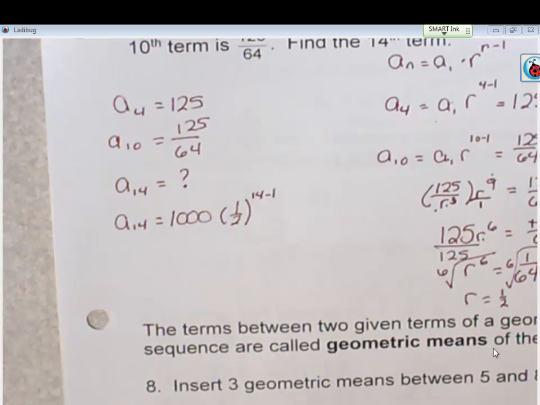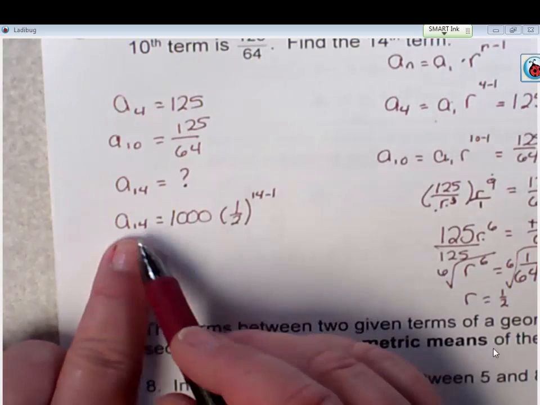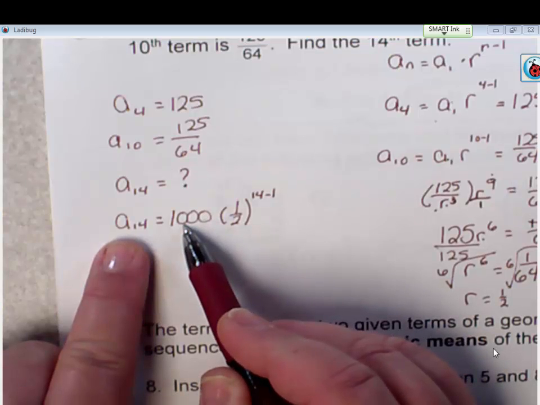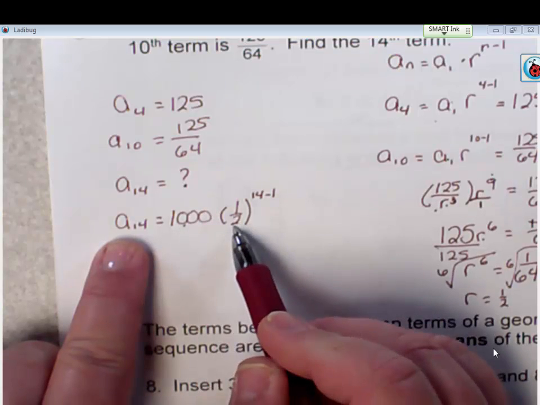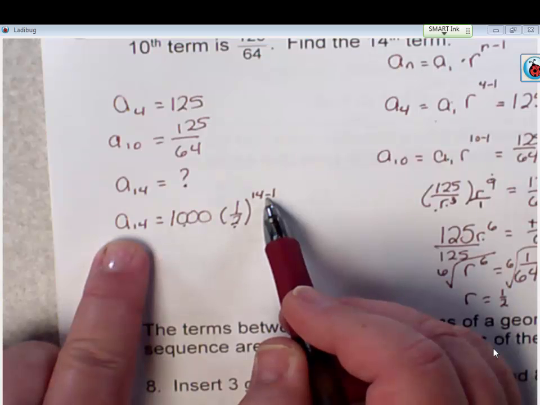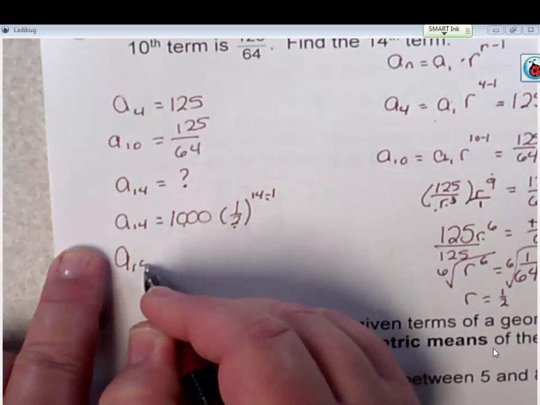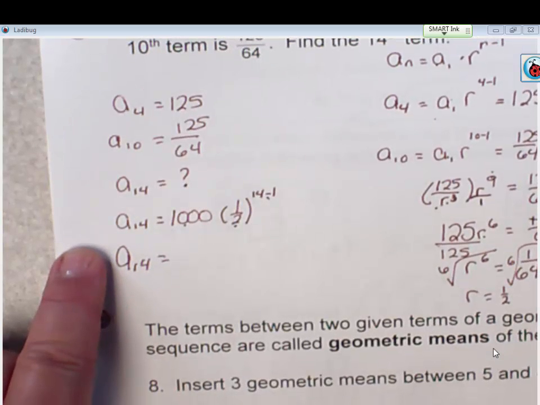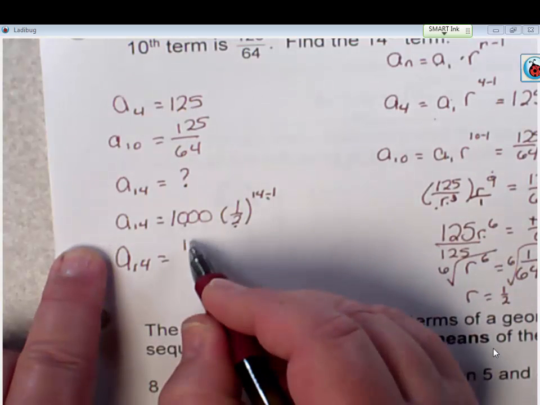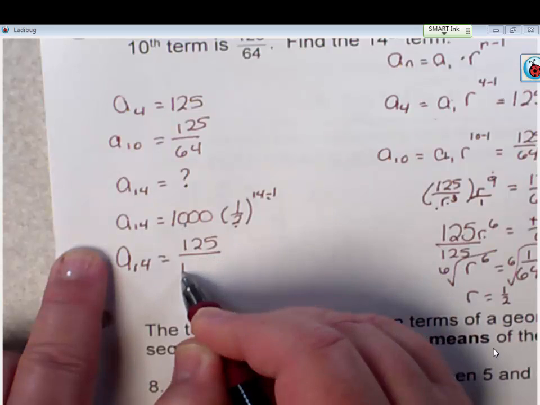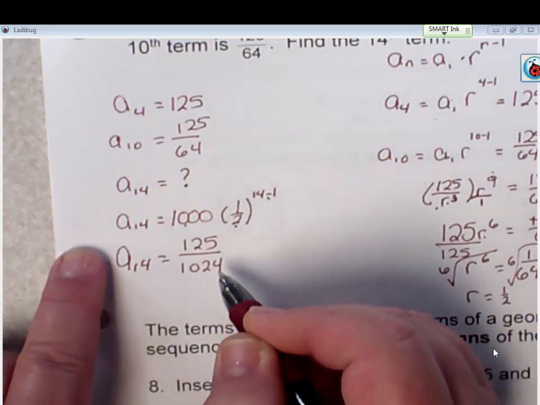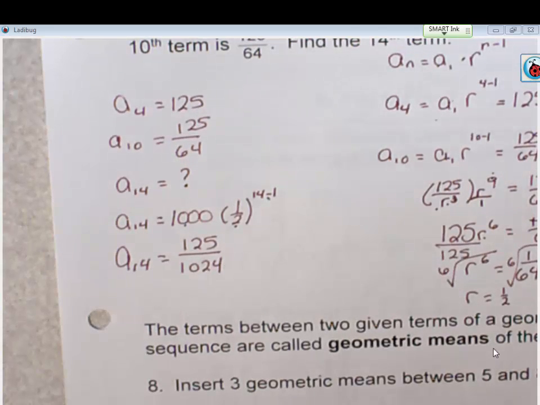Okay, so let's try that again. A sub 14 is A1, which is 1,000, times R, which is 1/2, to the n minus 1, which is 14 minus 1. And when you put that through your processes, you should get 125 over 1,024.